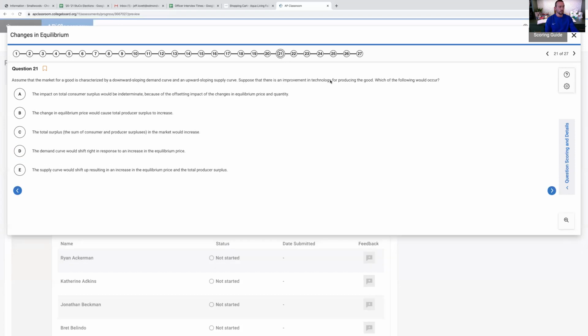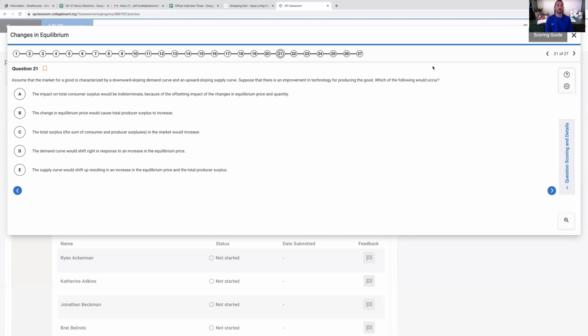Okay, 21. Assume that the market for a good is characterized by a downward sloping demand, upward sloping supply, so normal curves. There's an improvement in technology for producing the good. Which of the following would occur? So your answer for 21 should be C, that the total surplus is going to increase. So if you draw your supply and demand graph, this should be pretty easy too. If you just draw your supply and demand graph and you see your consumer surplus and producer surplus, if there's an increase in the supply, you can see now that there's a lower price, all consumers who are buying the good initially have a greater surplus, and there are now more consumers willing and able to buy at this lower price. So consumer surplus definitely grows.